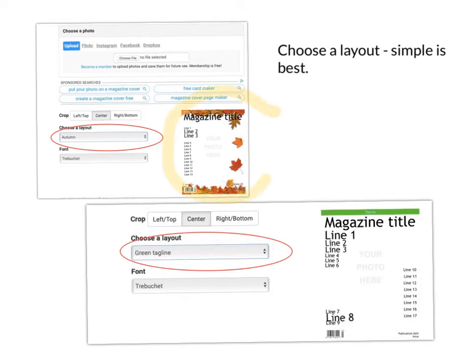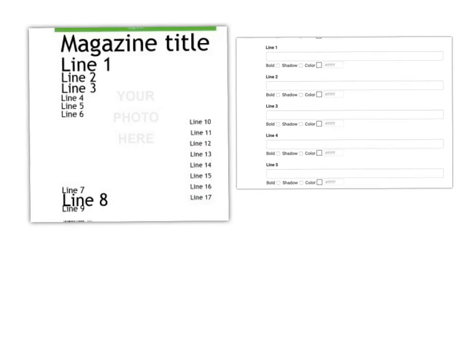This one's kind of nice, magazine title, it's called Autumn. This one is just called Green Tagline, and that green stripe across the top is a tagline. So you can do one that's plain, it's up to you. But each of the different formats, as you can see, has a different organization of where the different lines might be, and those are really important, and we're going to look at those shortly. So for the next couple of steps, we're going to just do the basic green tagline.